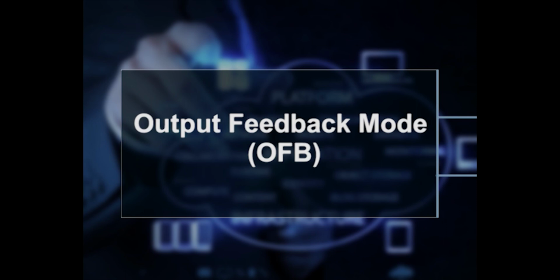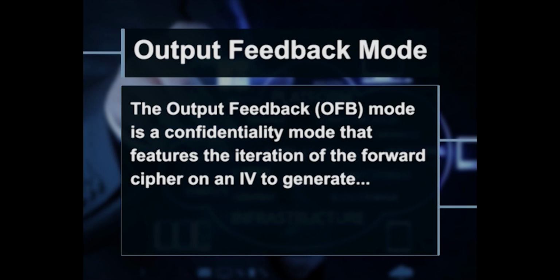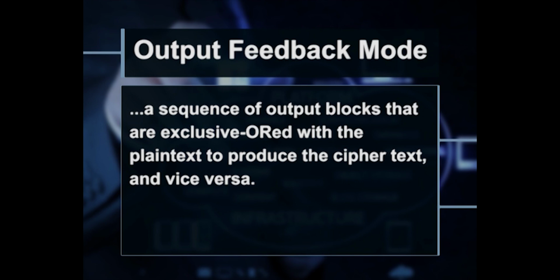The output feedback mode, that is OFB. The OFB mode is the confidentiality mode that features the iteration of the forward cipher on an initialization vector to generate a sequence of output blocks that are exclusive ORed with the plaintext to produce the ciphertext and vice versa.